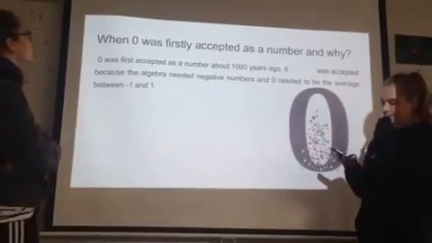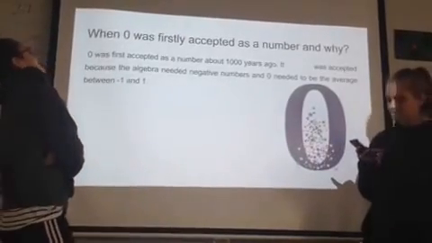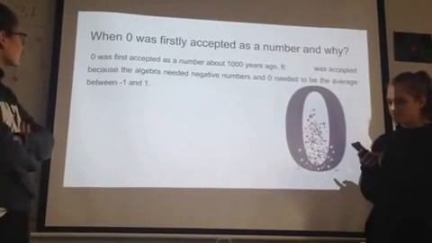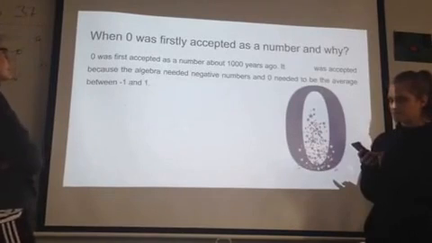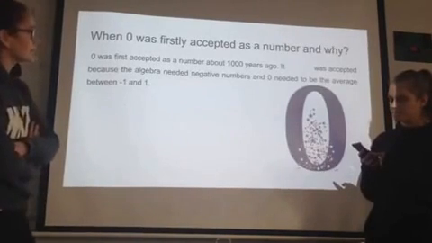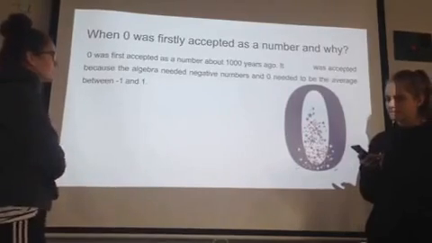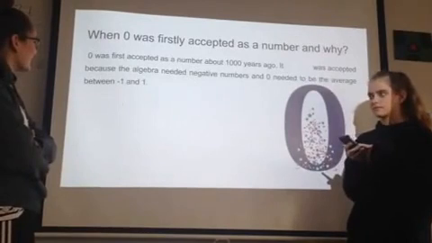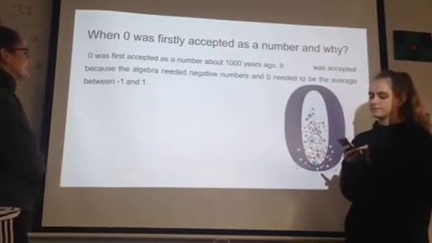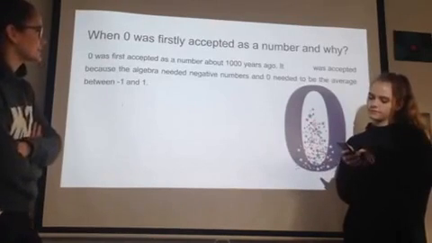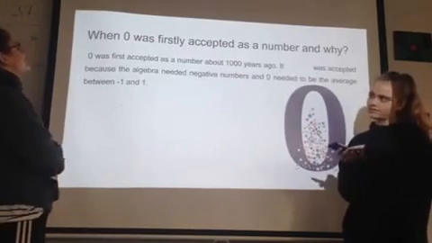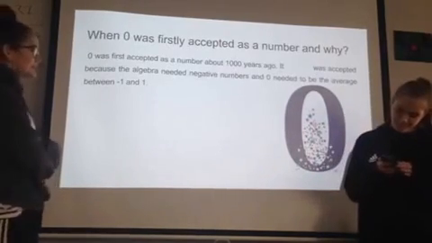When was 0 first accepted as a number and why? 0 was first accepted as a number about 1,000 years ago. It was accepted because algebra needed negative numbers and 0 needed to be the average between 1 and -1.